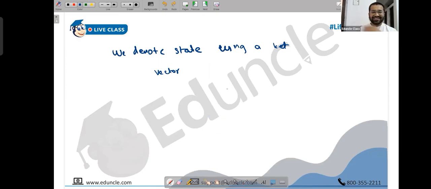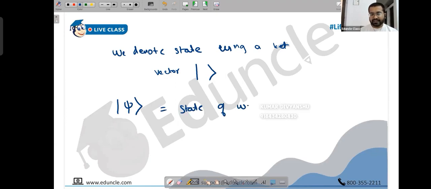Sure. Okay, anyway. So anyway, we denote a state using a ket vector. So this is a straight slash, and this is a closing triangular bracket. This is known as the open triangle. This is known as the closed triangle. So for example, you represent them like this: psi. This is the state of a vector, the state of the wave function. Okay. This is how we denote them. You can call them state vectors, ket vectors, anything.